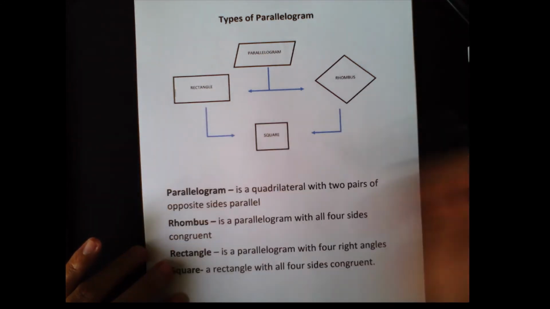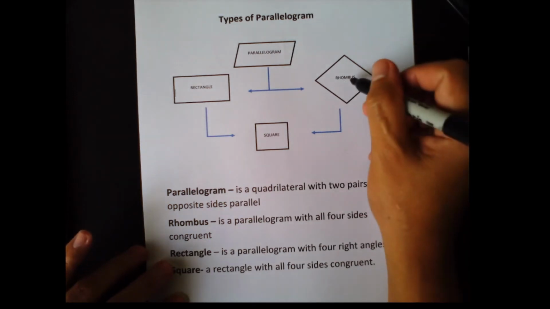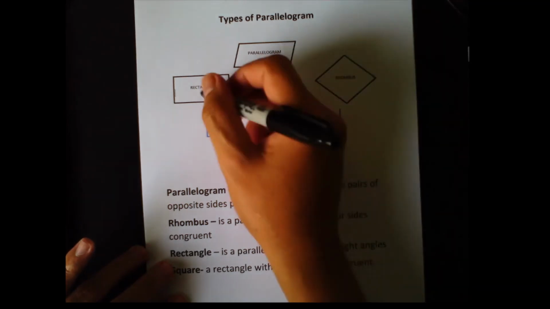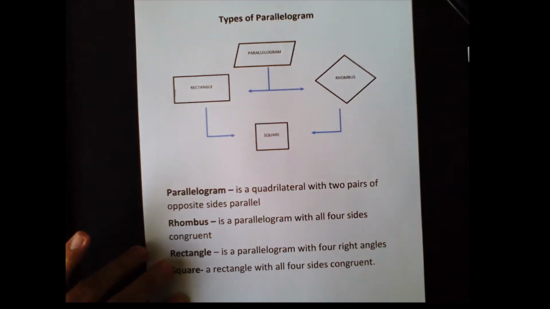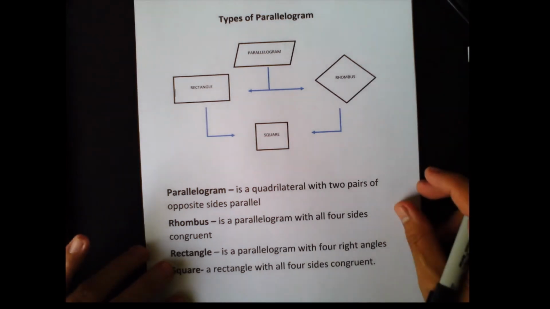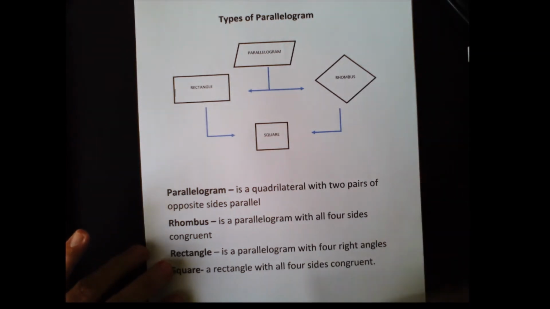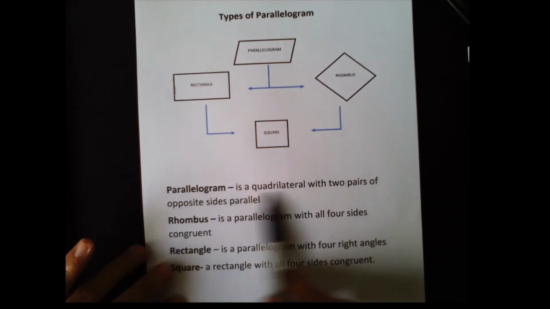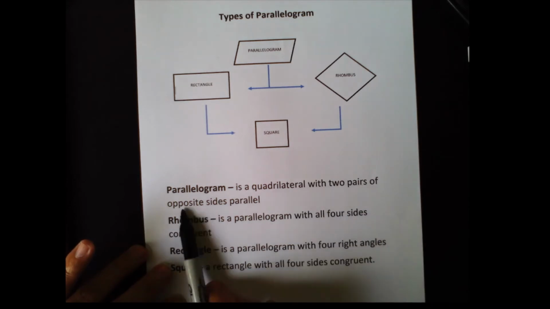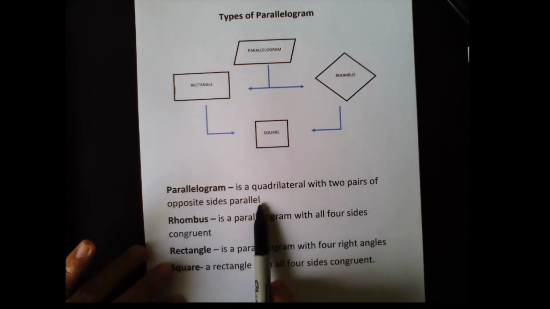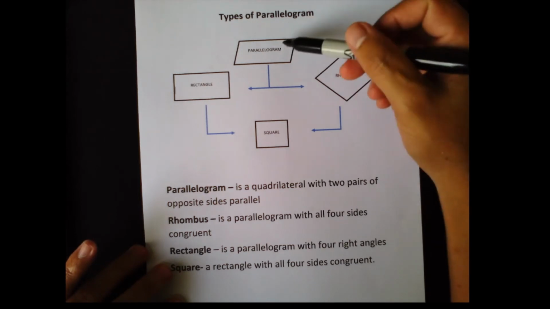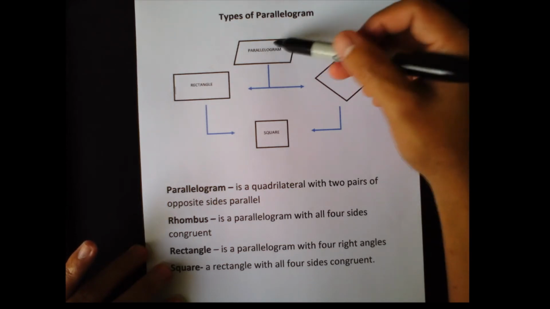Okay, so let's examine them. Why will the arrows from the rhombus go to the square, and the rectangle go to the square also? Let's examine the definition. The parallelogram is a quadrilateral with two pairs of opposite sides parallel. In the figure here, this is an example of a parallelogram.